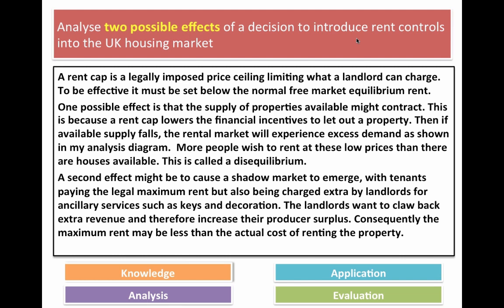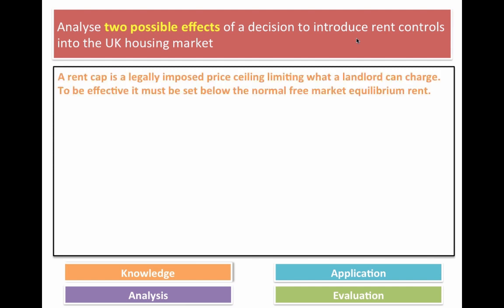So here's a question about rent controls, and here's a suggested answer. Notice what I'm doing here. Think about the structure of the answer. I'm starting with a clear definition. And if there's the first take-home point to get from this session, define key terms in the question. A rent control, a rent cap, a legally imposed price ceiling, limits what a landlord can charge, then take it a little stage further and say that to be effective, maximum rent effectively must be set below the normal free market equilibrium rent. Starting my answer with a clear definition of the term.